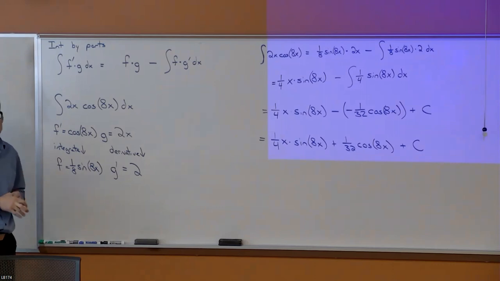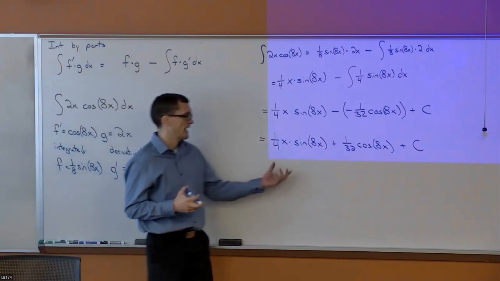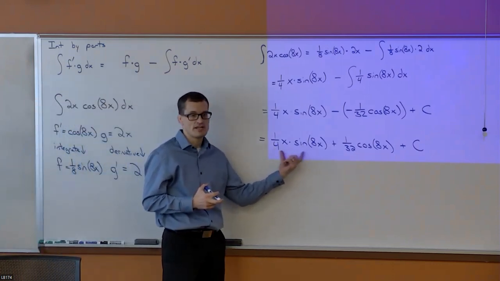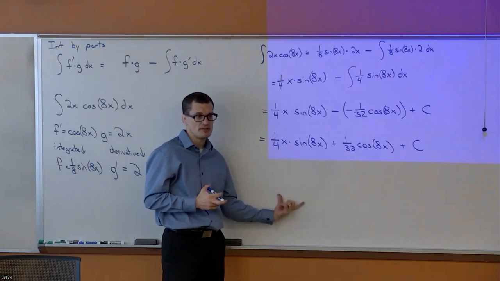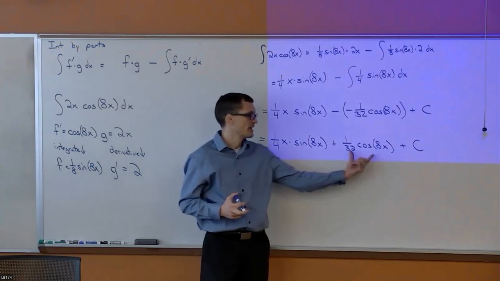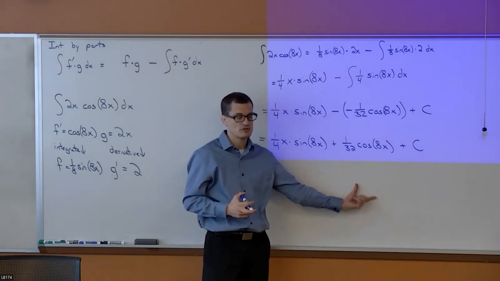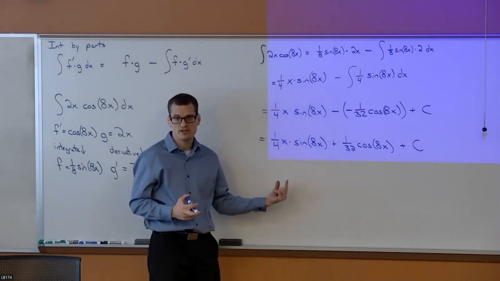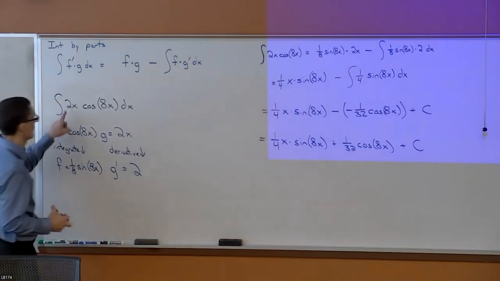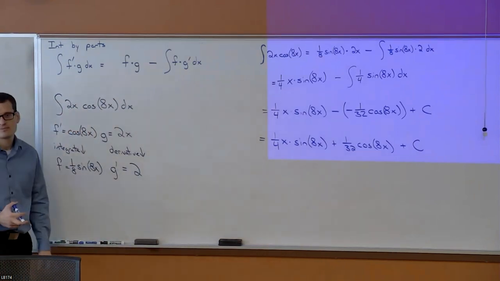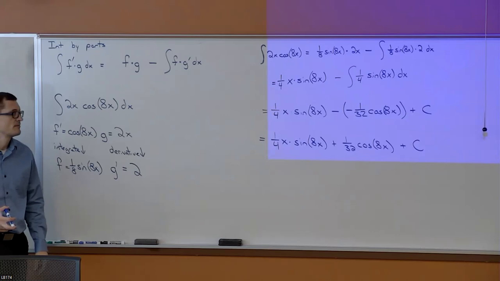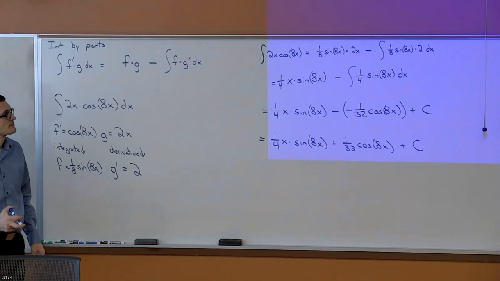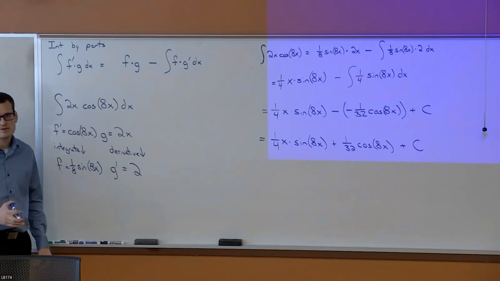That all make sense? And again, if you were to track what happens here, this thing, when you take a derivative, splits up into 2 pieces. When you take a derivative of this, it gets one piece, which will cancel out with one of the two pieces over here. And you'll be left with 2x cosine 8x in the end. Okay.